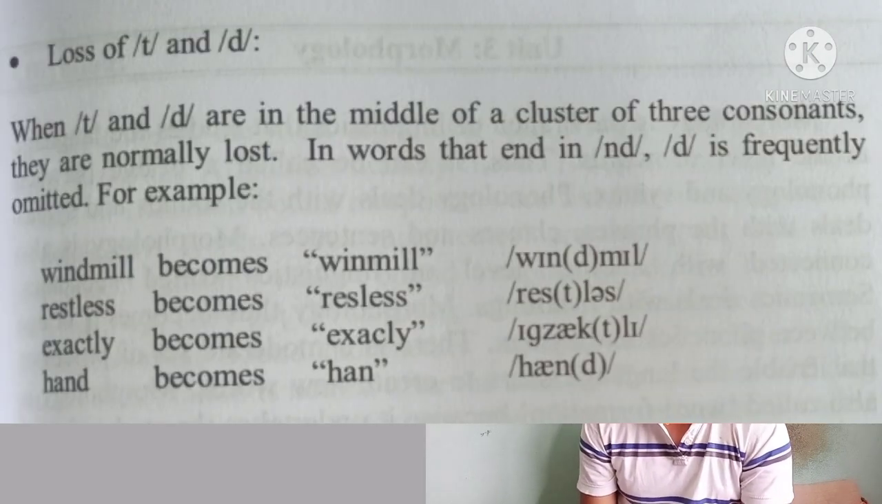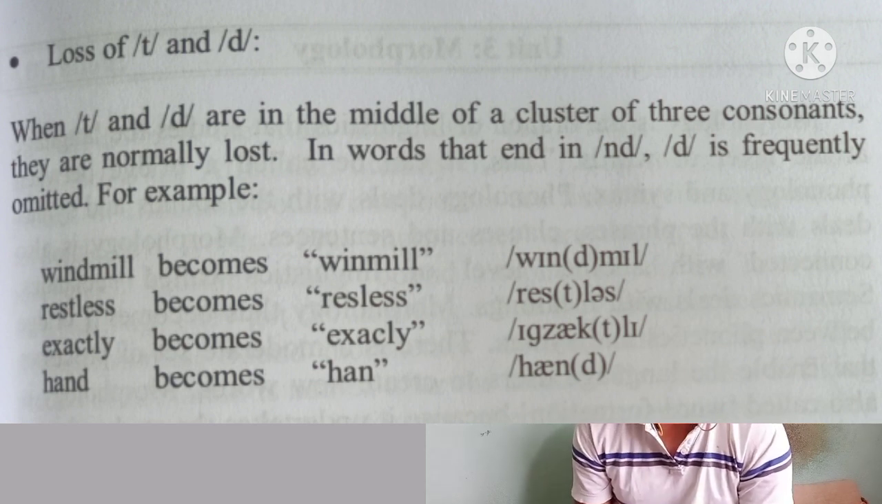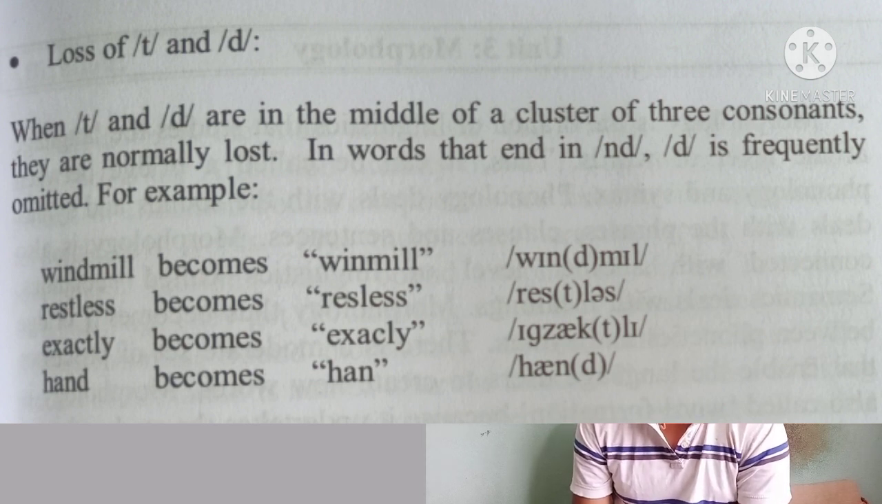When t and d are in the middle of a cluster of three consonants, they are normally lost. In words that end in nd, the d is frequently omitted. For example, windmill becomes windmill, restless becomes restless, exactly becomes exactly, and hand becomes hand.